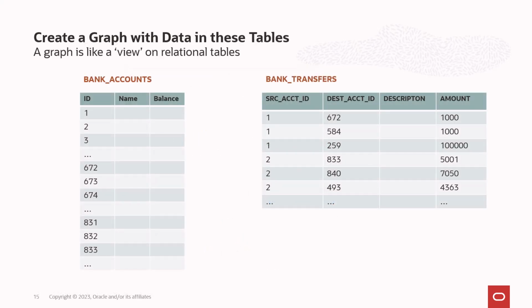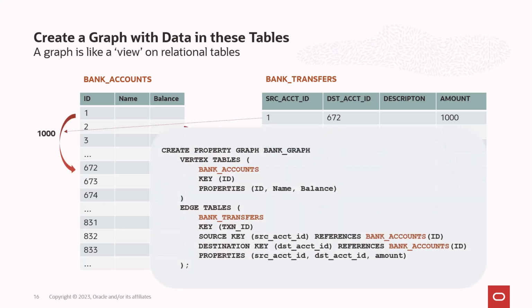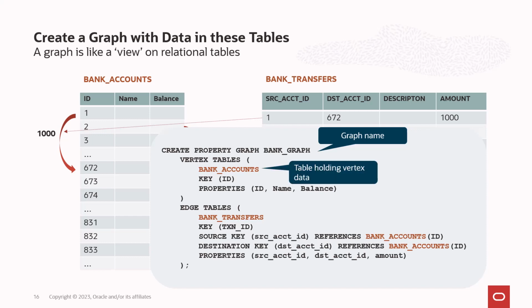So once again, a property graph can be built as a view on relational tables. And for this, we have the new syntax that is brought by SQL/PGQ. We see this create property graph statement that allows to give the graph a name and then to tell which tables should be considered providing vertices. Here, bank accounts has many rows. Each row becomes a vertex in the graph.